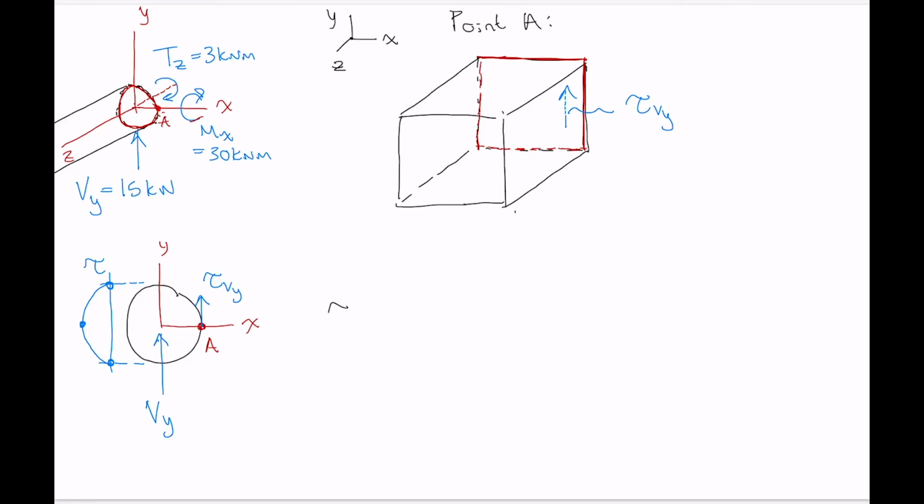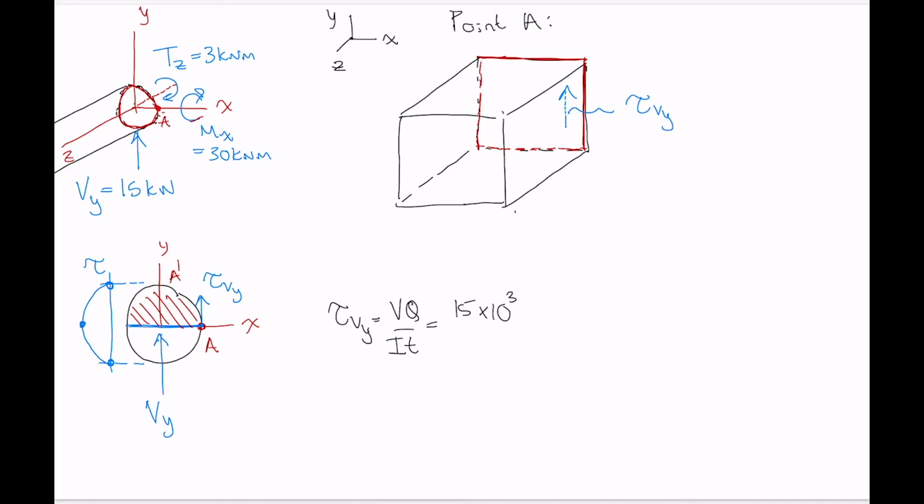So we've got tau Vy is going to be given by VQ over It. V is 15 kilonewtons, so 15 times 10 to the 3. Q is A prime y bar prime. If we're calculating our shear stress at point A, then what we're really doing is calculating a shear stress at any point along that line, which means that our area A prime is that area right there, either that one or the area below.